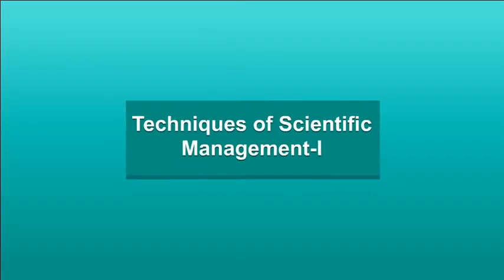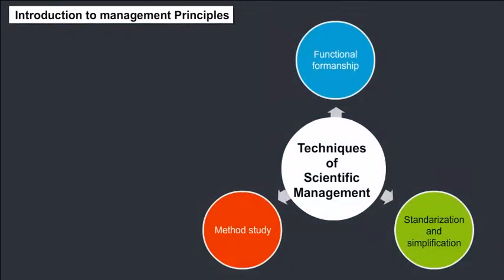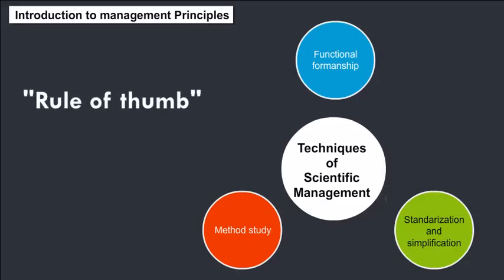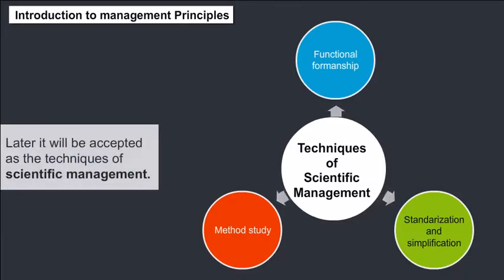Techniques of scientific management. F.W. Taylor suggested the following methods and techniques instead of the rule of thumb for the smooth running of a business enterprise. Later, they were accepted as the techniques of scientific management.